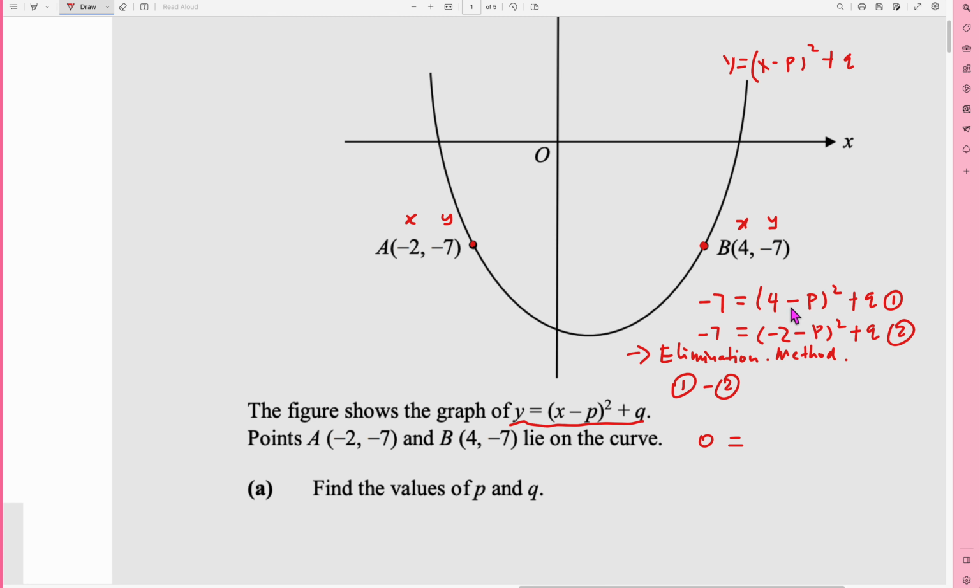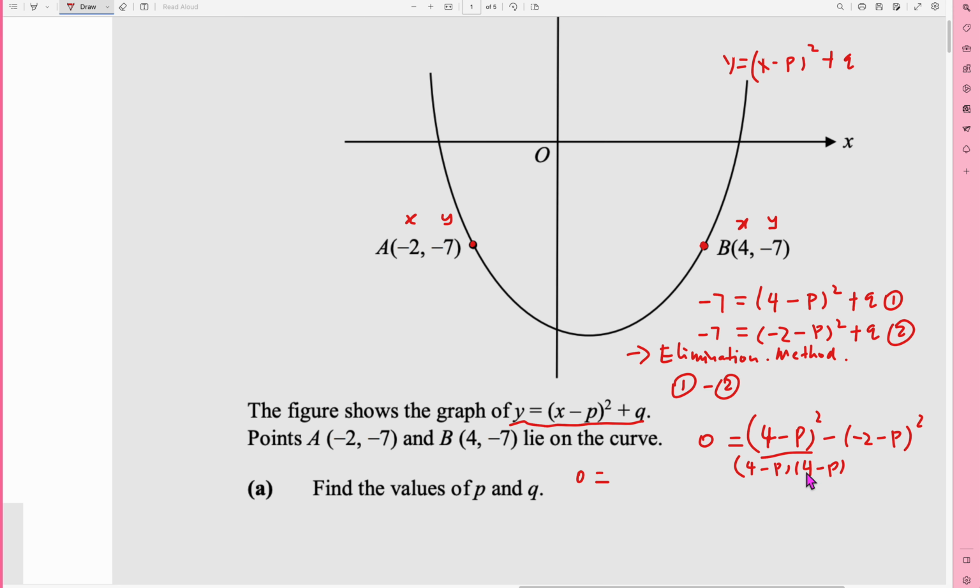So now I am left with this one minus this one. Simple? So your job now is to expand it out. So how do you expand? Expand this.